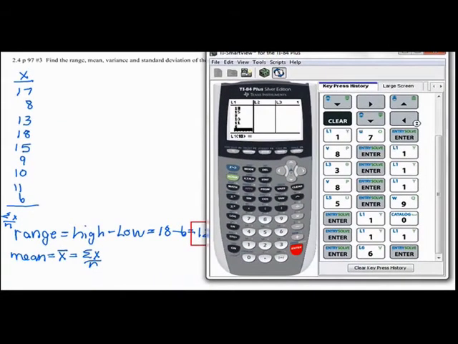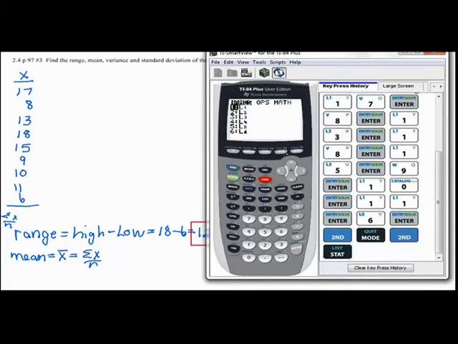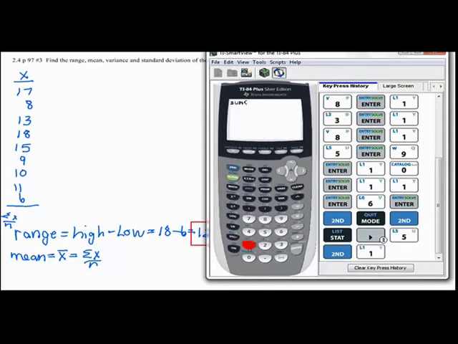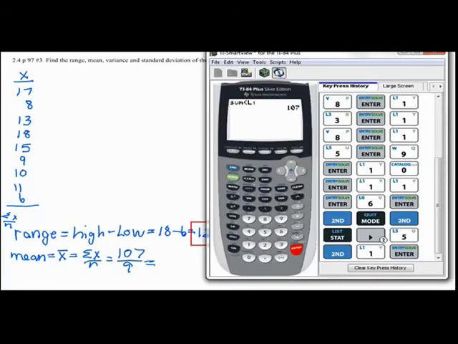Go back to the main screen, and we can find the sum of those. We hit second, mode to go back to the main screen. To find the sum, you hit second, stat, go over to math. We want to find the sum, which is number 5, of L1. Second, 1 is L1, the blue L1. And that gives us a sum of 107. So that means our sigma x is 107. And then how many numbers are there? 1, 2, 3, 4, 5, 6, 7, 8, 9. So we're going to divide that 107 by 9 to find out our mean.